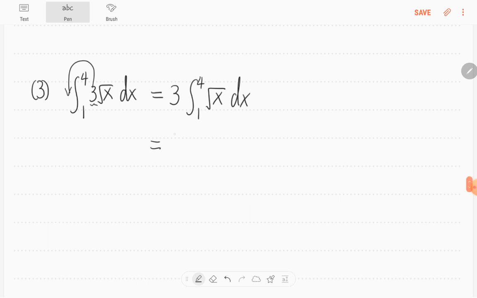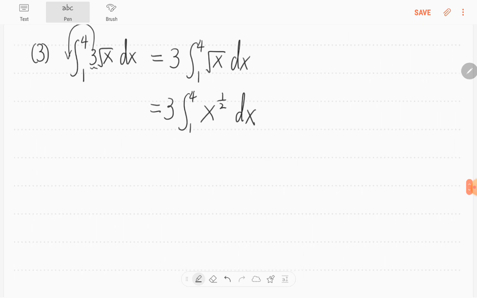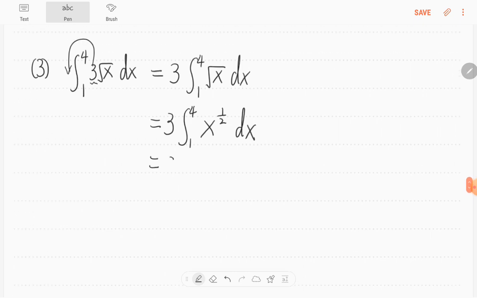Okay, then we use the power rule again. So what is the square root of x? Square root of x is x to the 1 over 2. So we write it in power form. Then we can use the power rule, right? So this would be 3 times x to the 1 over 2 plus 1, over 1 over 2 plus 1. This is the antiderivative of x to the 1/2.